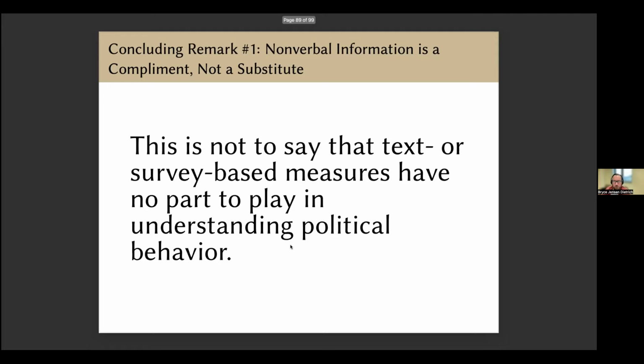So I want to end with two concluding remarks that I alluded to at the beginning of the talk, that frame my thinking about multimodal classification and the information presented in this talk. So first, nonverbal information is a complement, but not a substitute. There's lots of ways to capture emotion. Text and survey-based measures are certainly useful. They certainly can help explain political behavior.